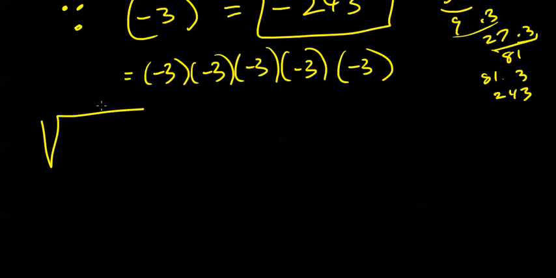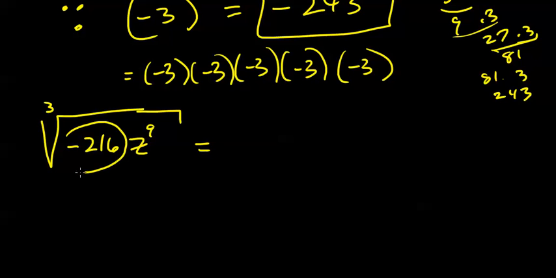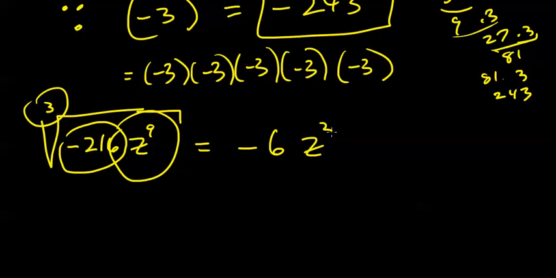If I'm asked, and I believe this is in your homework list, the cube root of -216 z to the 9th power. Again, I like to consider the coefficients first. The cube root of -216 is -6. Check it out: -6 times -6 times -6 is -216. And the cube root of z to the 9th power is z cubed, because z cubed to the 3rd power is z to the 9th. So my final answer for this problem is -6z cubed.